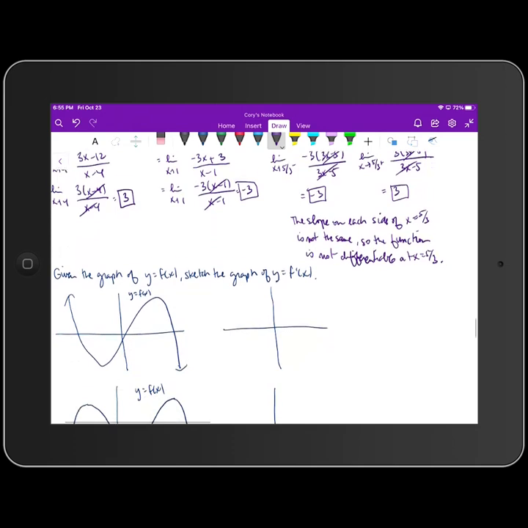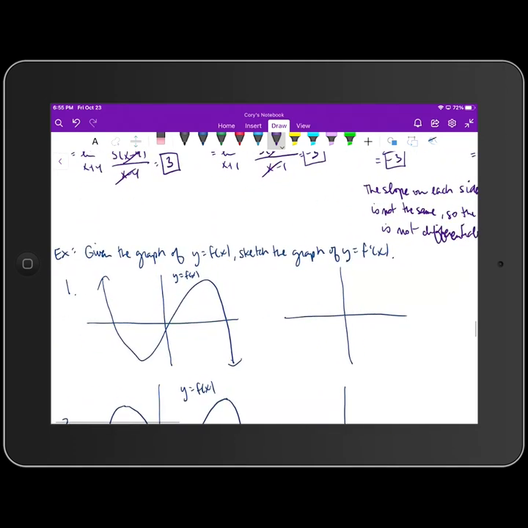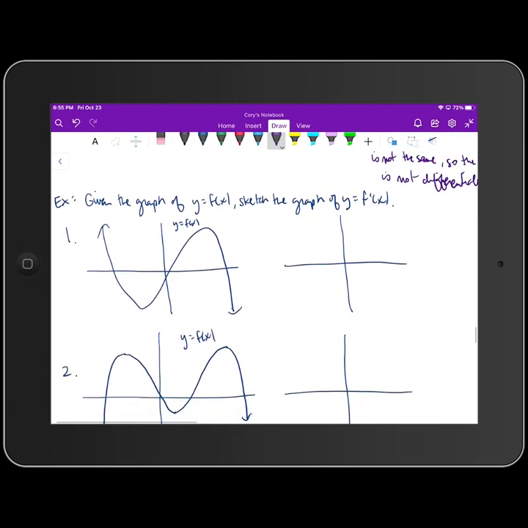Okay, so let's get into the next set of examples. In the next set of examples, we're going to take a look at how, when given the graph of a function y equals f of x, we can use that to sketch the graph of the derivative, y equals f prime of x.